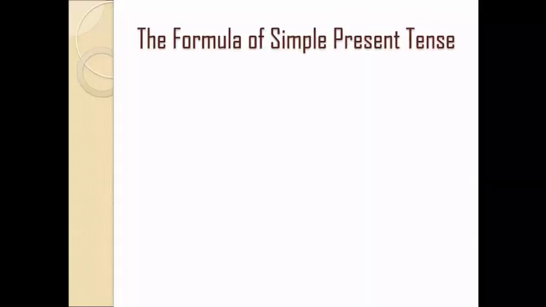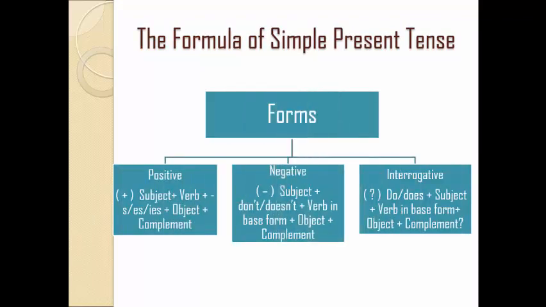Now we are going to deal with the forms of simple present. The first one is positive or affirmative form. The rule is subject plus verb plus s or es or ies plus object plus complement.